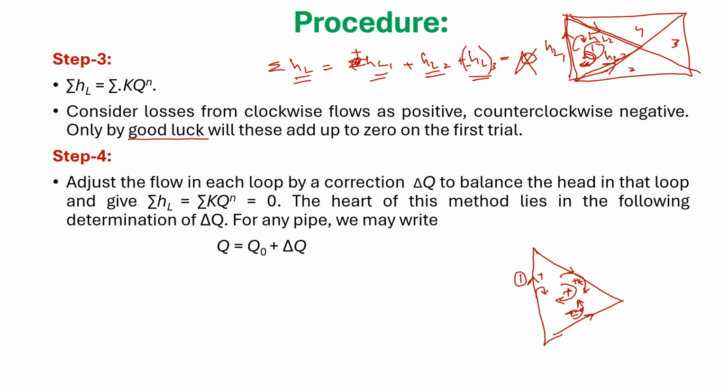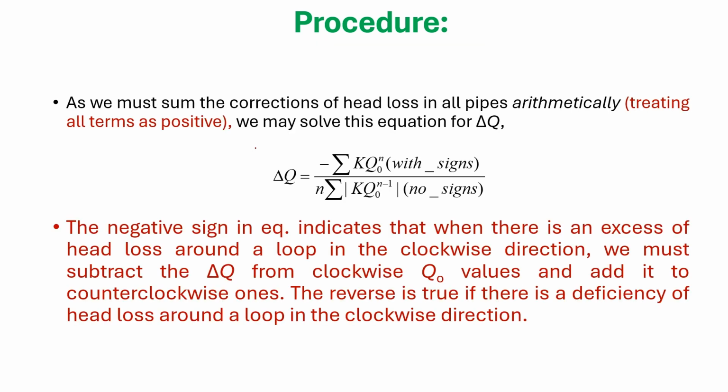So what will be the correction? If the summation of head loss is not equal to 0, the Hardy Cross method says you will have to move towards the correction. So step 4 says that you have to apply some correction to the already assigned discharges in the loops. This correction delta Q will be obtained by this formula. Simply, the value of n in our case is 2 because we are using the Darcy-Weisbach equation, and in this n is equal to 2.